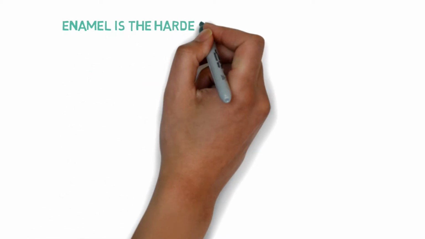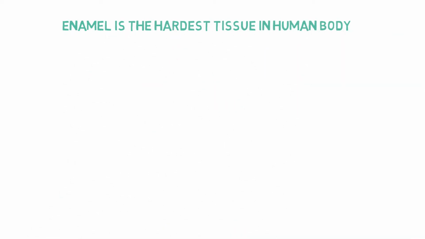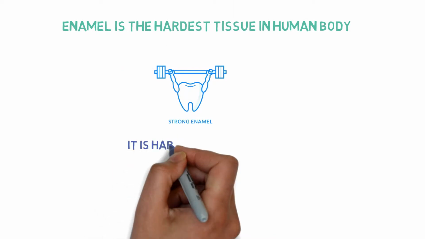Enamel is the hardest tissue in the human body. It is harder than bone.